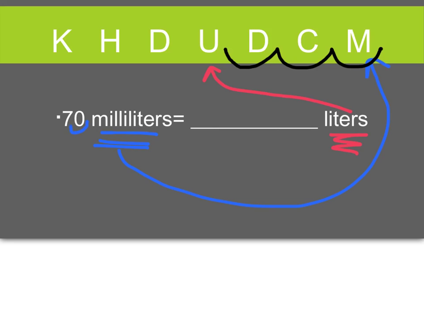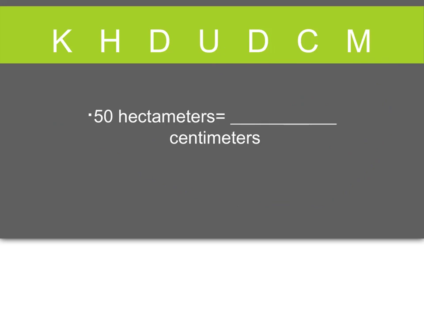I'm going to go 1, 2, 3, which means I will need to add a 0 in front of the 70. Okay, let's do another one.